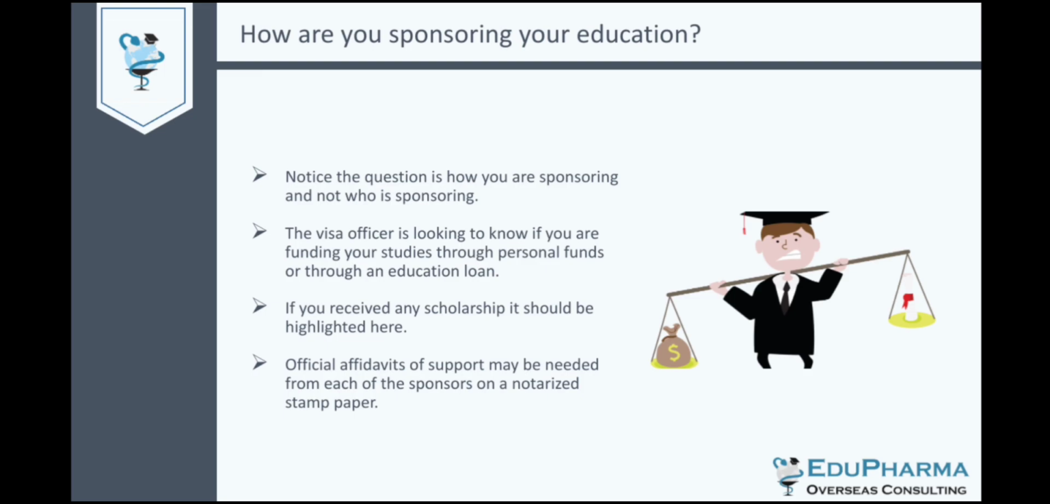Personal funds means funds through your parents or through your relatives; those are all considered personal funds. In case you have received any scholarships or any assistantships from the university, that can also be considered as funds which you are using for your education. So, you can mention that as well. Again, you will have an official affidavit to support this, which will be in your documents. That is the reason we prepare those kinds of affidavits.